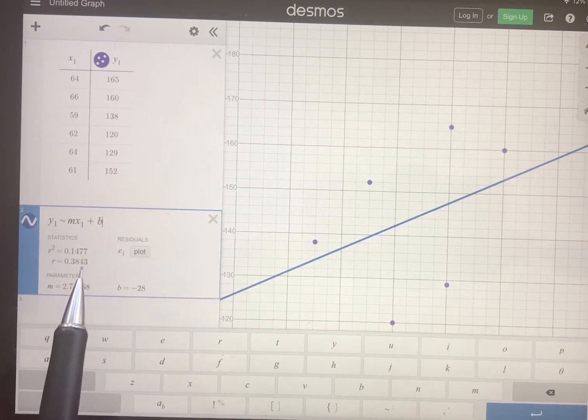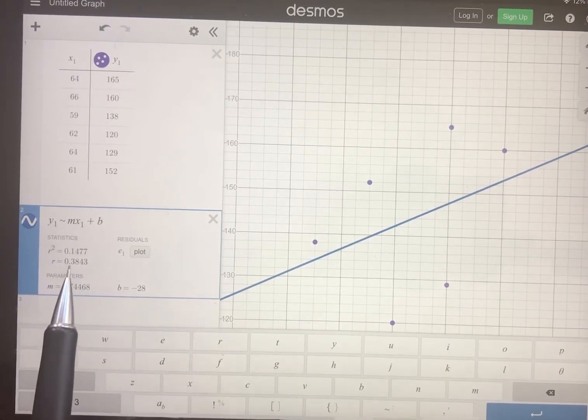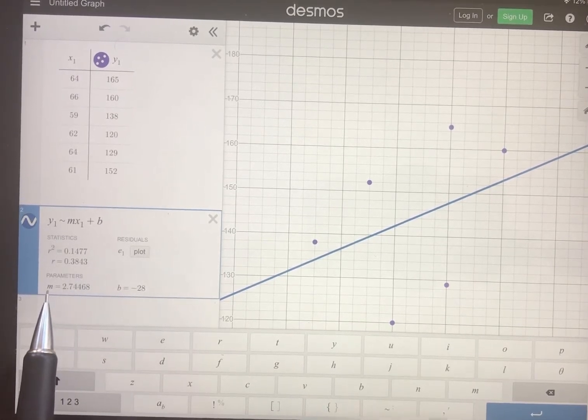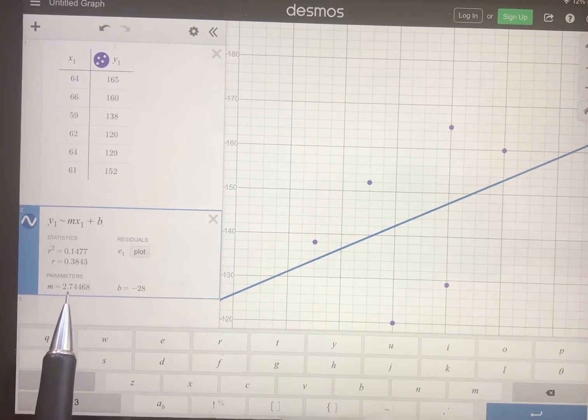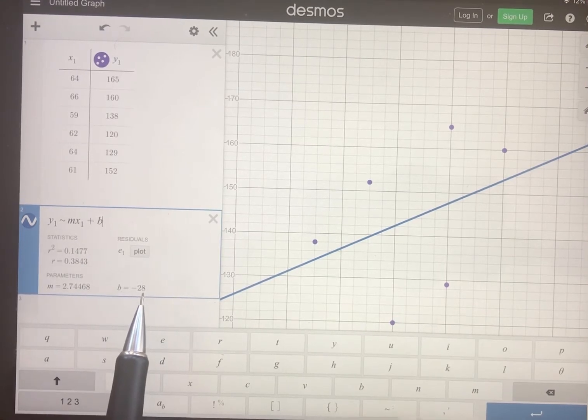This only goes out to 4 decimal places, but it's still the same when you round it to the 10th. It's still 0.4. It is positive but low. Okay, it's a low positive. So we have our correlation coefficient. We have our slope, 2.7 if we go to the 10th. And we have our Y-intercept, which turns out to be negative 28.